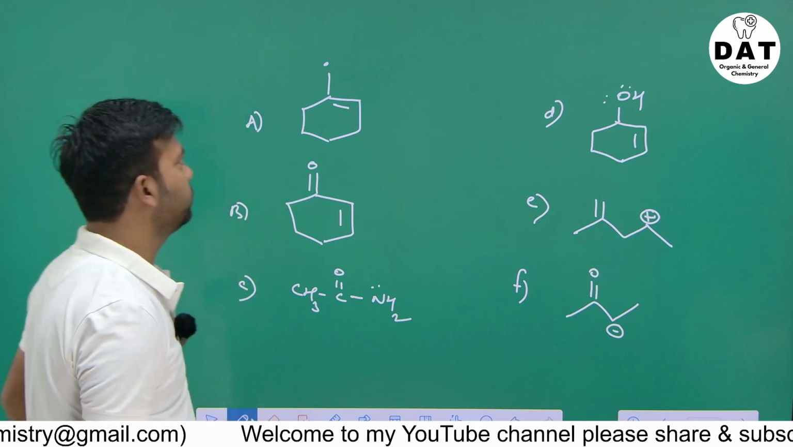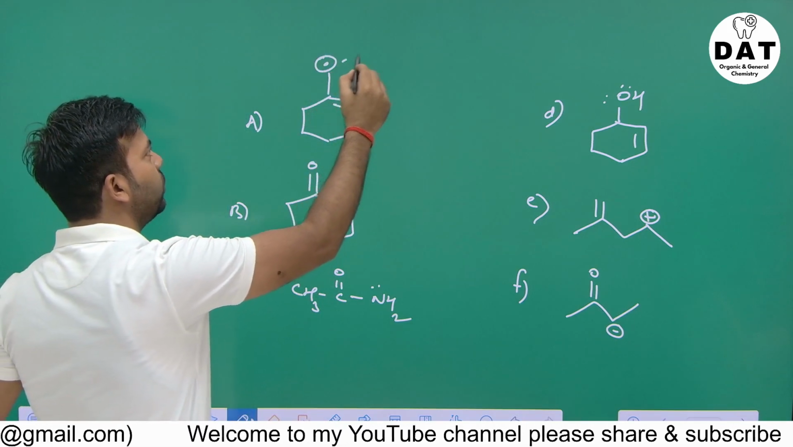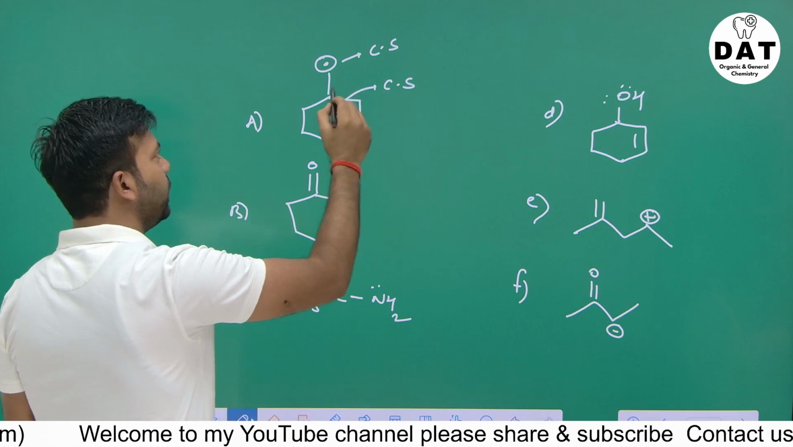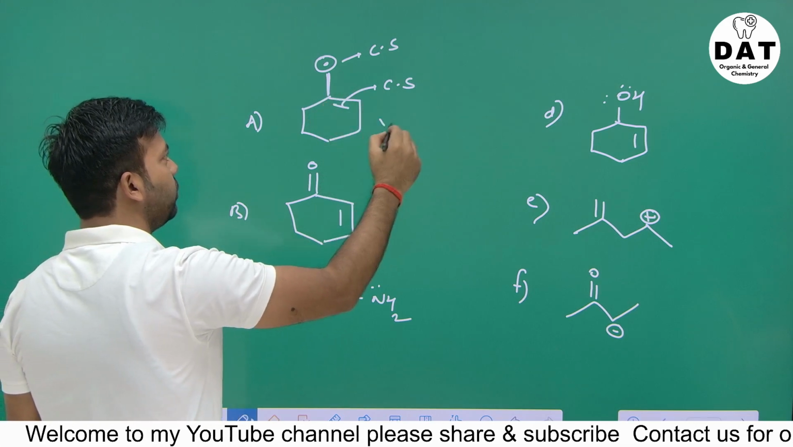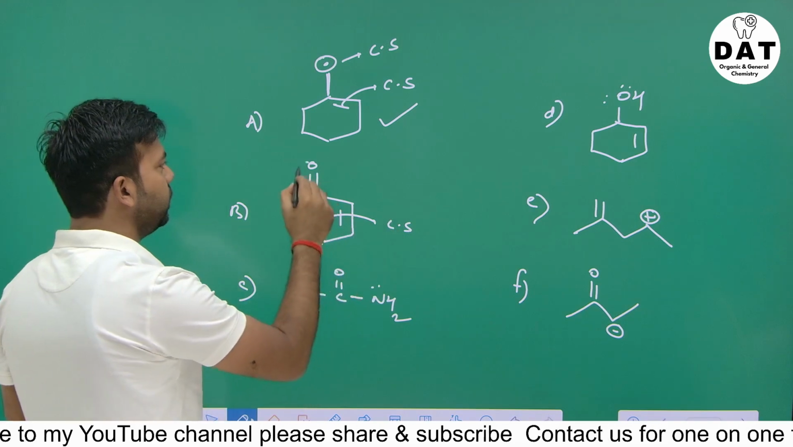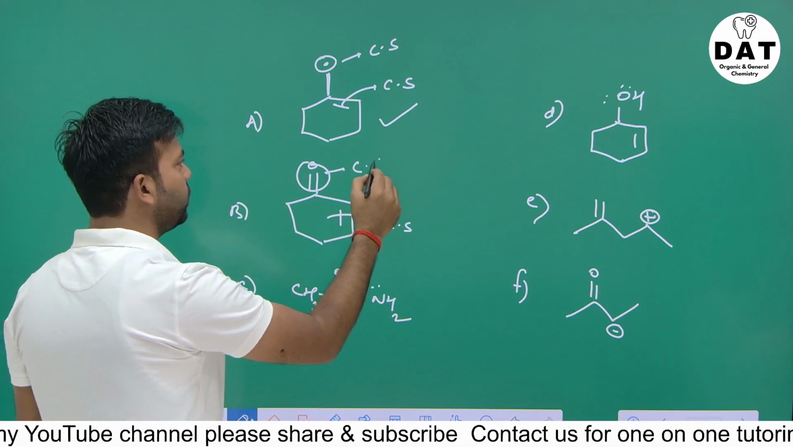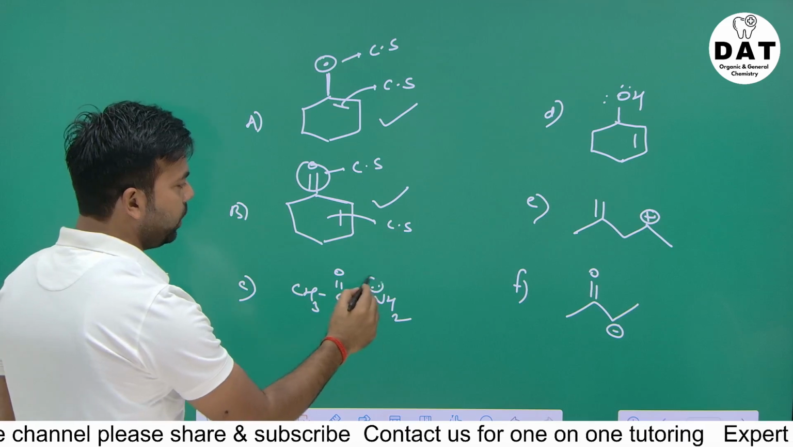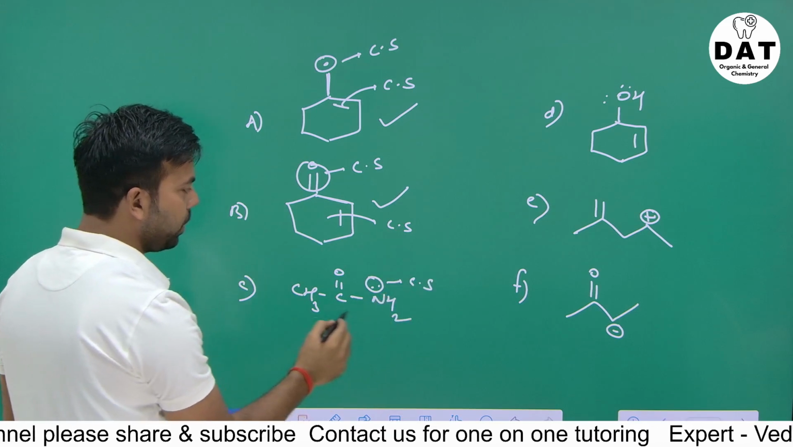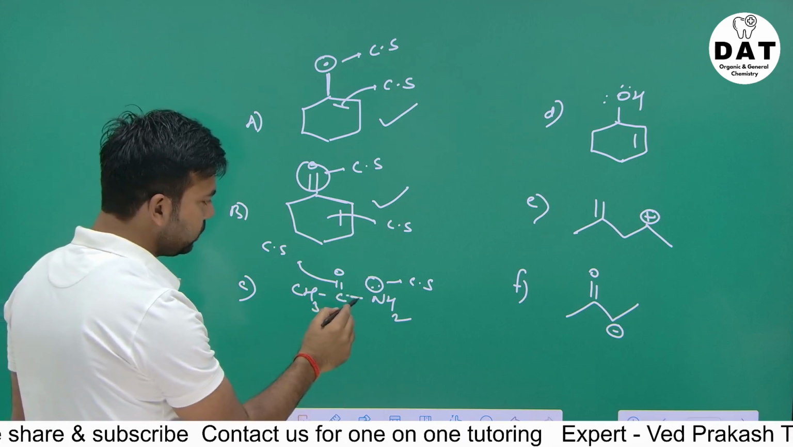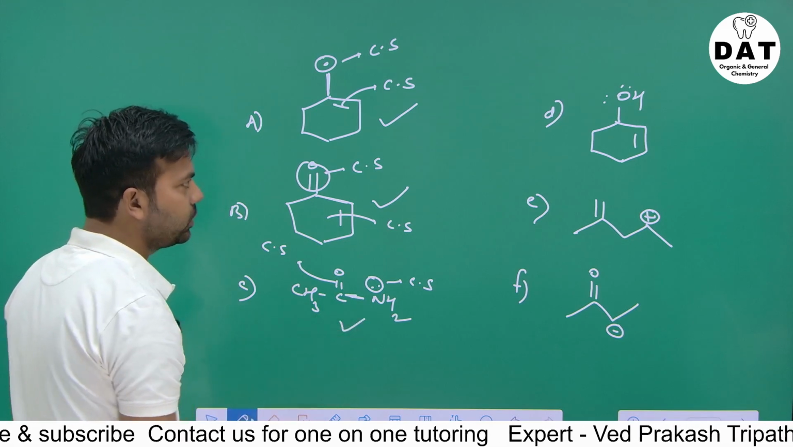So look at here, radical is a conjugate species, double bond is a conjugate species, and here we have a single bond. It means resonance. Double bond is a conjugate species, this double bond is also a conjugate species, and here we have a single bond, resonance. Lone pair is a conjugate species, this double bond is also a conjugate species, and here we have a single bond, so again resonance.